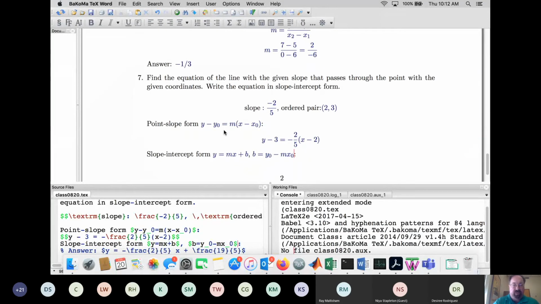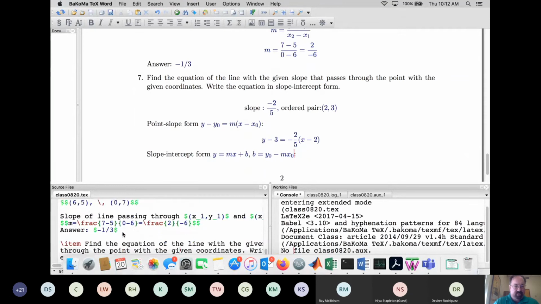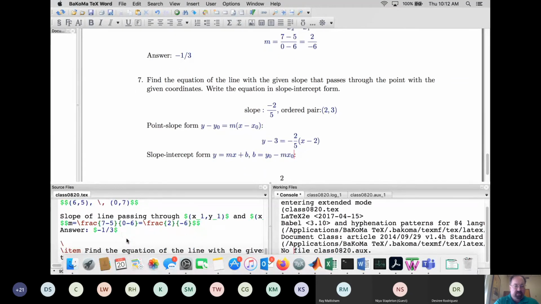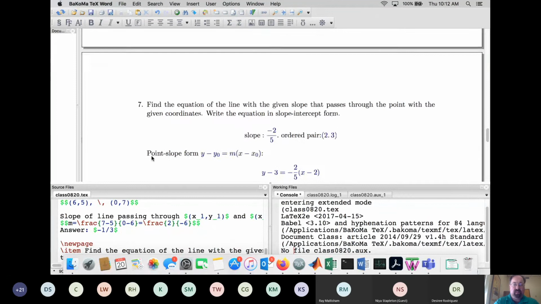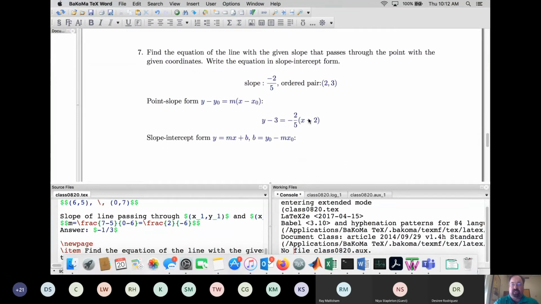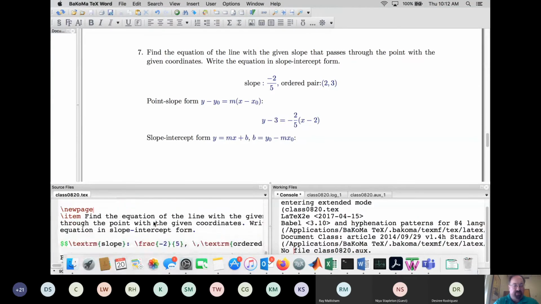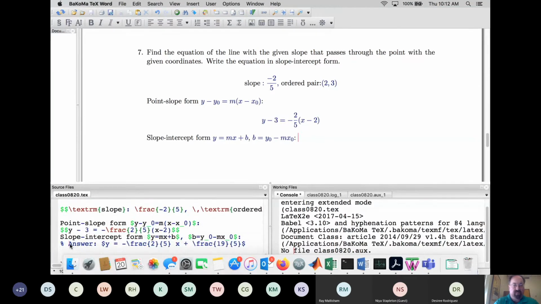But what you can do is just take this and just multiply everything out. So distribute this minus 2/5 through this x minus 2. And this is what you get. So minus 2/5 x, and then you have minus 2/5 times minus 2. So that's plus 4/5. Okay.